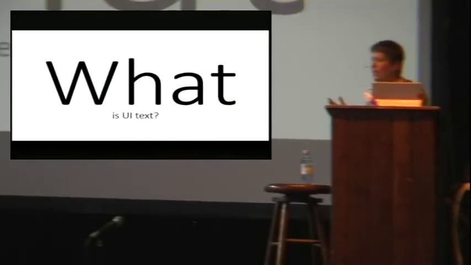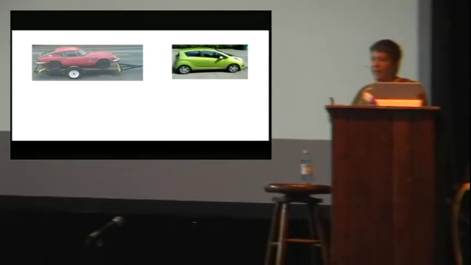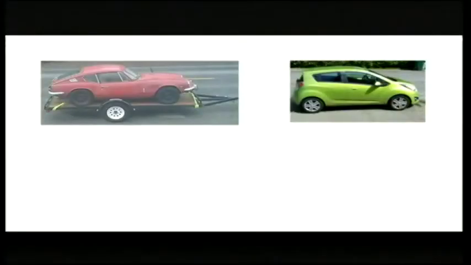Now, what is UI text? Some people are a little fuzzy on this, and I want to show you a spectrum of all of the things that we write, and especially that people read, to show exactly where UI text hits, because that'll take us where we need to go in terms of, well, what should be in that bucket? What goes there? And for that, I'm going to tell you about these two cars, very briefly.